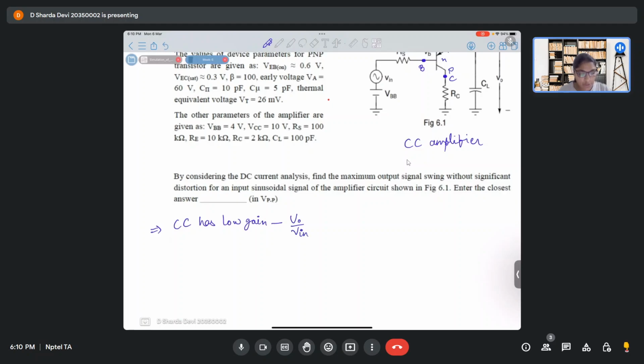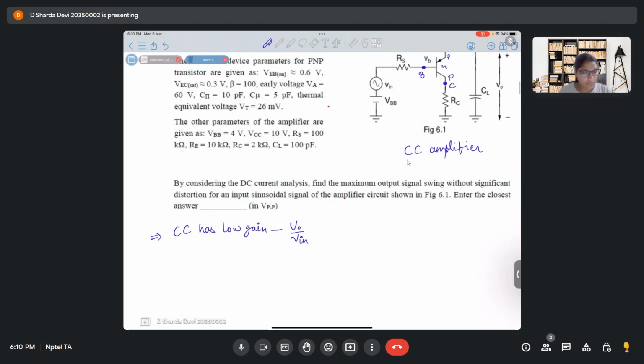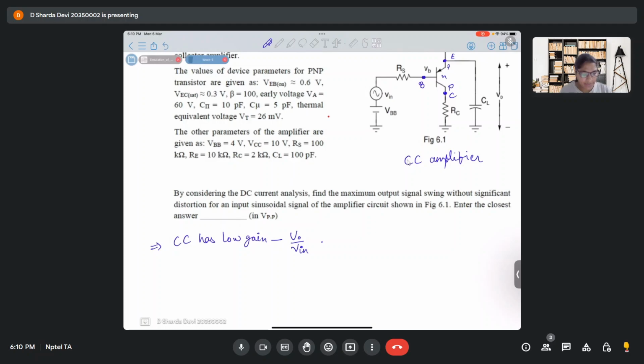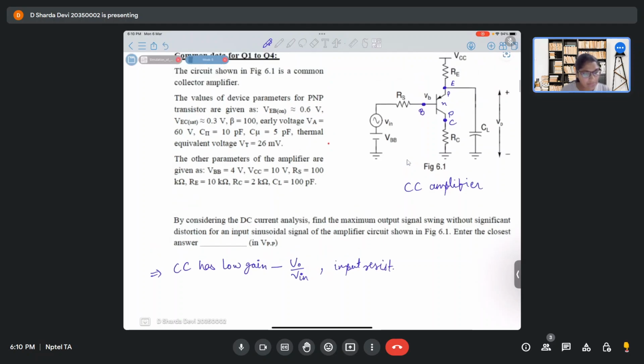Okay. What else? Ma'am, input resistance is also different. Okay. What else? Output resistance is also different. Input and output resistance will definitely be different from the CE configuration, right? Yes, ma'am.